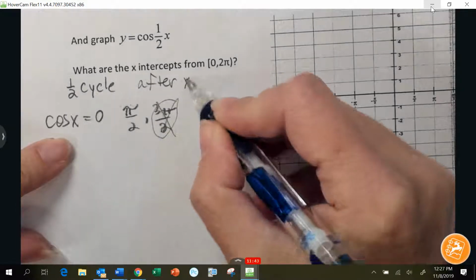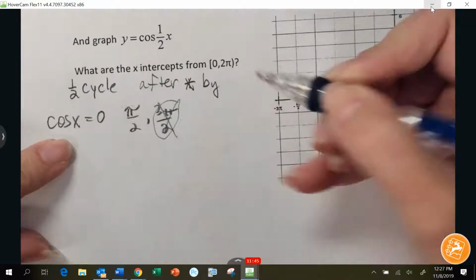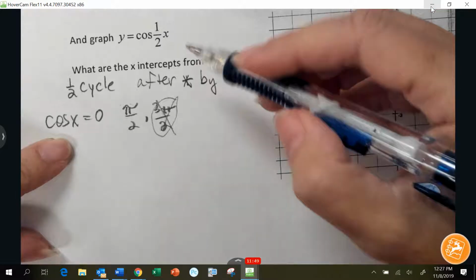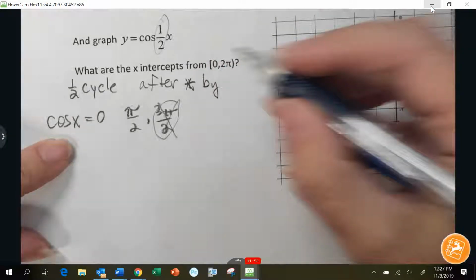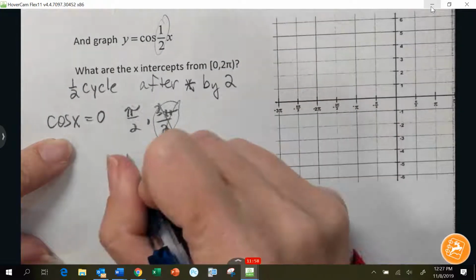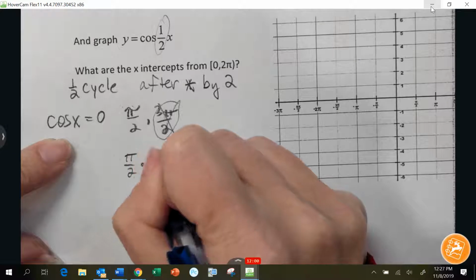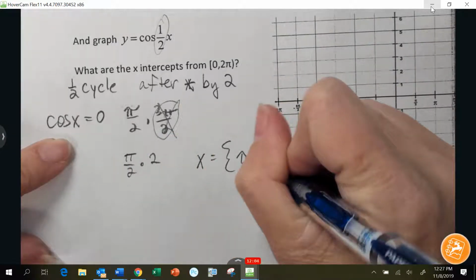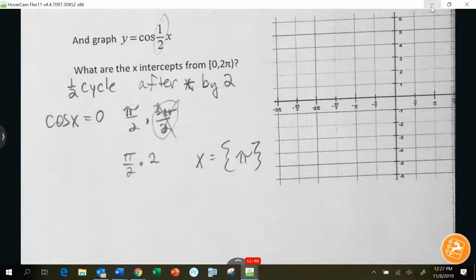We have to multiply by what? You're going to multiply by 2 over 1. You're multiplying by the reciprocal of 1 over 2. So you're going to multiply by 2, or you can divide by half if you want. So multiply that by 2. I get pi over 2 multiplied by 2. What do I get for my only answer? Pi. And that's what you guys saw me have on the screen.